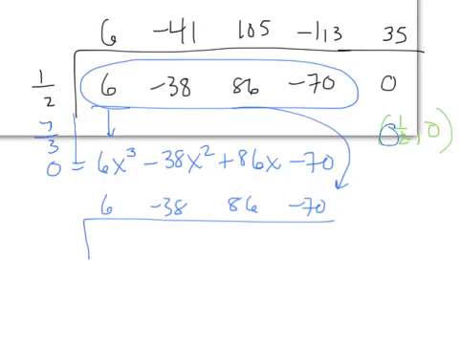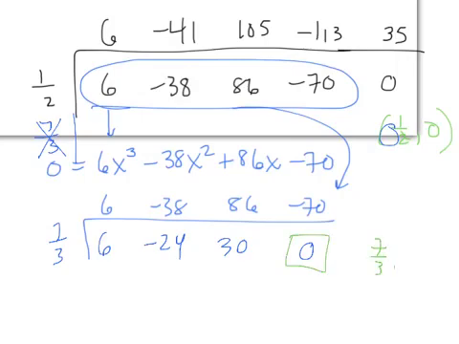But I'm going to test it in the depressed equation so that I get another depressed equation, and the next depressed equation would be x squared. That's the reason I go to a subtable. So when I test 7/3 in this depressed equation, bring down the 6, 7/3 times 6 minus 38 is negative 24. 7/3 times negative 24 plus 86 is 30. 7/3 times 30 minus 70, well, that's 70, and then minus 70 is 0. So in this case we have another root, and that root is located at 7/3, comma 0. Remember, this is really like the y coordinate.